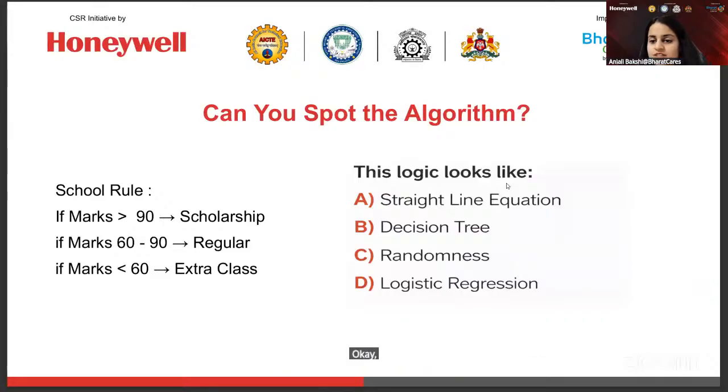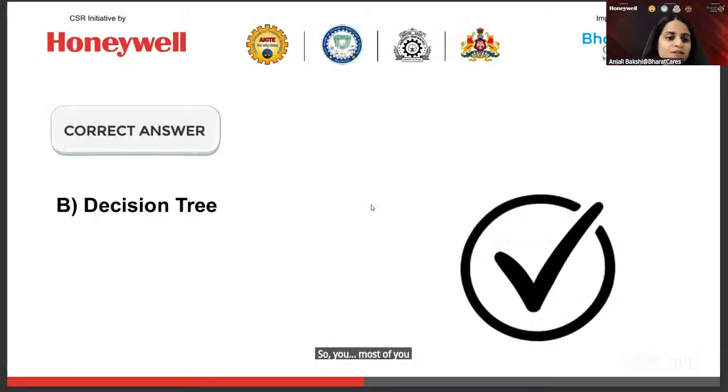Okay, Ruturaj, decision tree. Gayatri, B. Neha, okay, B. Okay, great. So I'm getting a lot of responses. So most of you are saying B, decision tree. That is correct. So that was what we have already done.